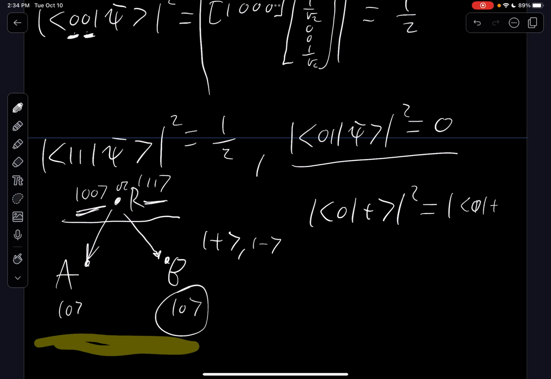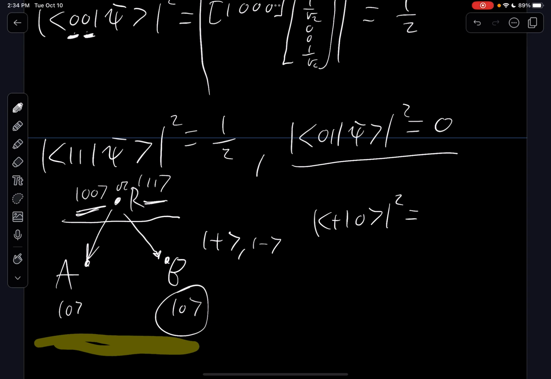Sorry, oops, let me rewrite this. So we have the state 0, and now we want the probability to know whether we're in a plus state. It's given by this quantity. And this is equal to this quantity, the probability of observing minus, which is just a half. But if Bob performs this measurement, he learns absolutely nothing about Alice's state, because he cannot distinguish whether he had a 0 or a 1, and so he also doesn't know whether Alice had a 0 or a 1.